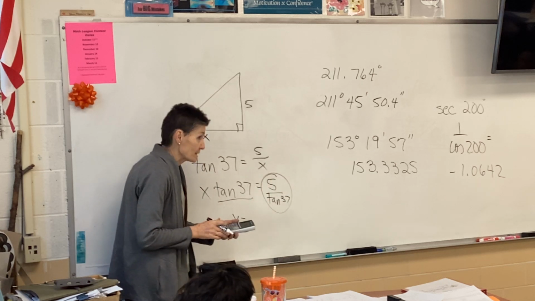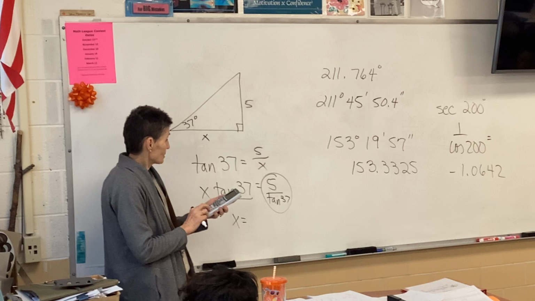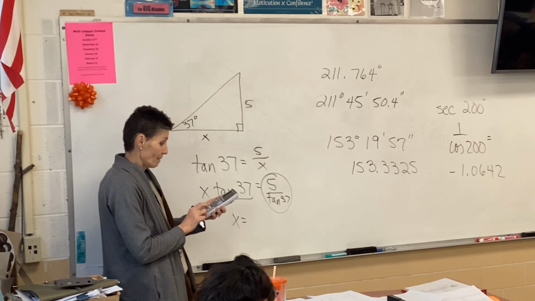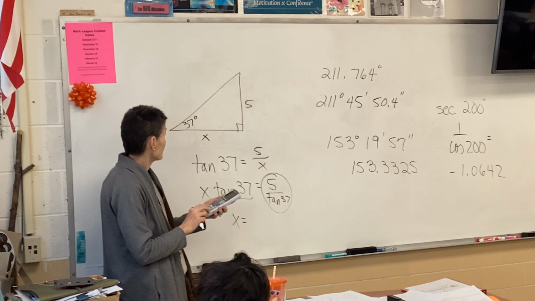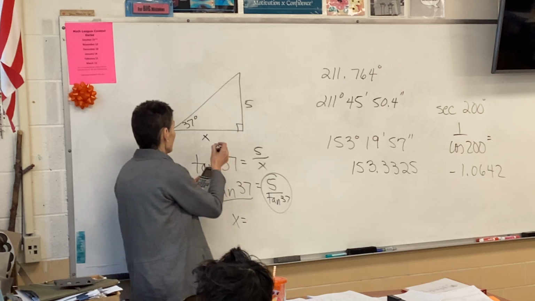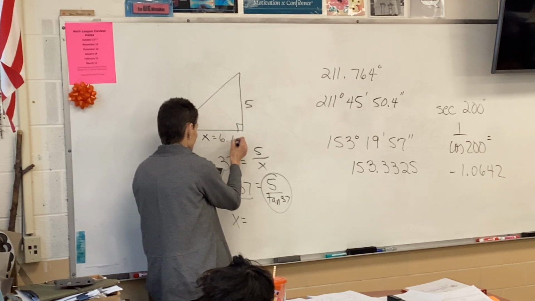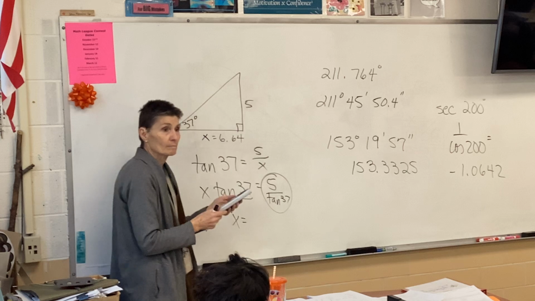To get x by itself, 5 divided by tangent 37 is 6.64.